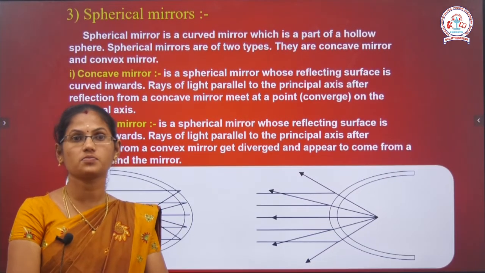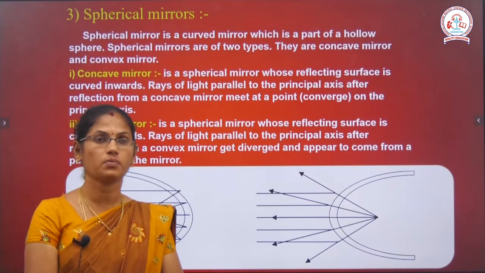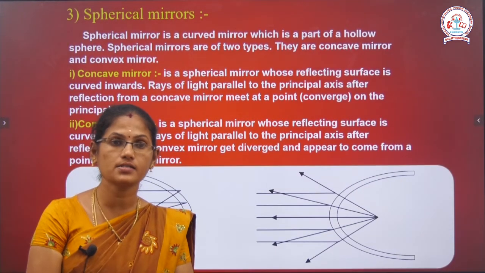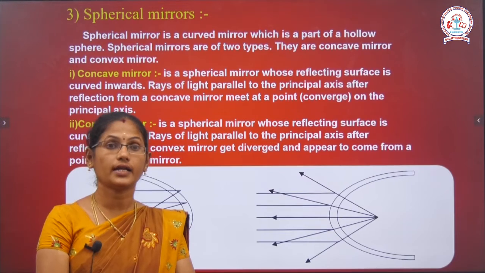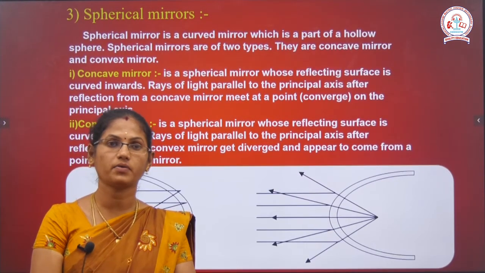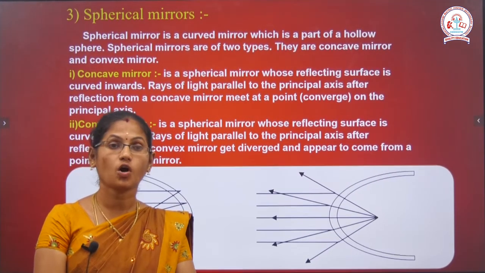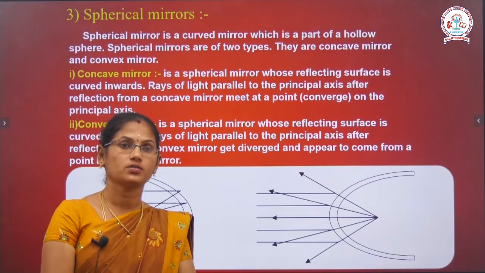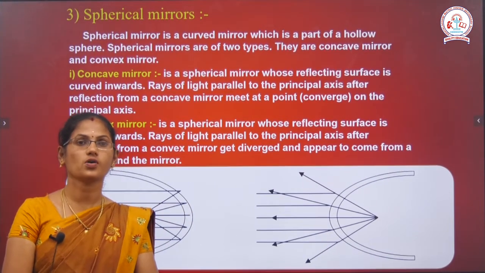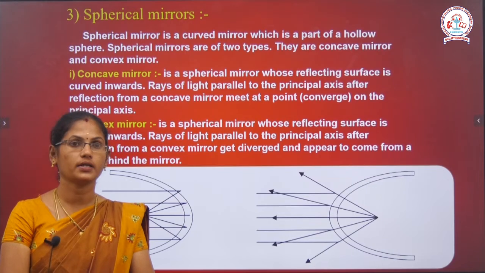We use convex and concave mirrors in many applications, for example, vehicle side mirrors, dentists use this type of mirror, and torches and lamps. So, these are all some uses of convex and concave mirrors.